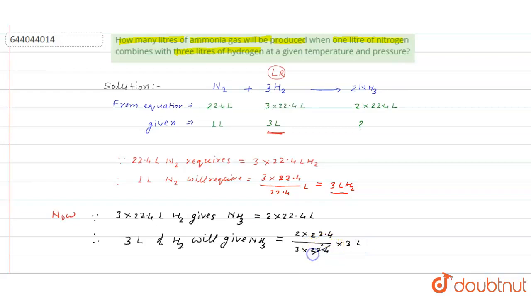So 22.4 and 3 cancel. The answer is 2 liters. This is the final answer. So 2 liters of ammonia will be obtained in this reaction. So this is the final answer of this question. Thank you.